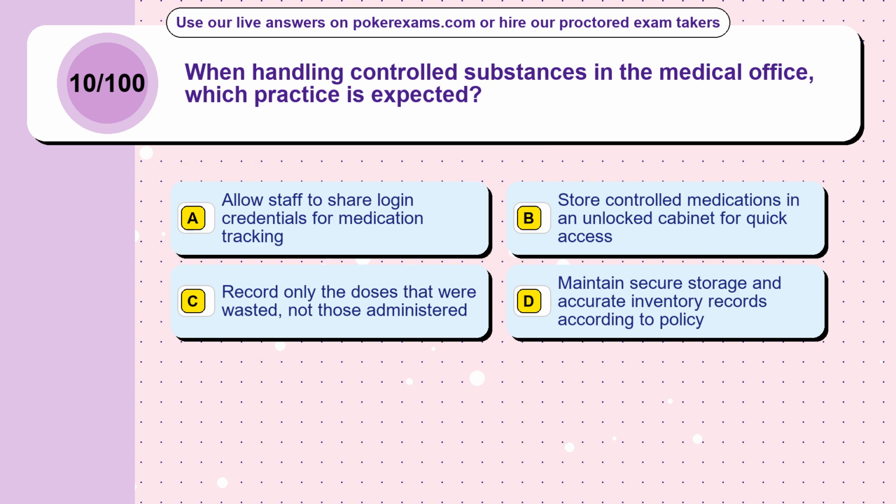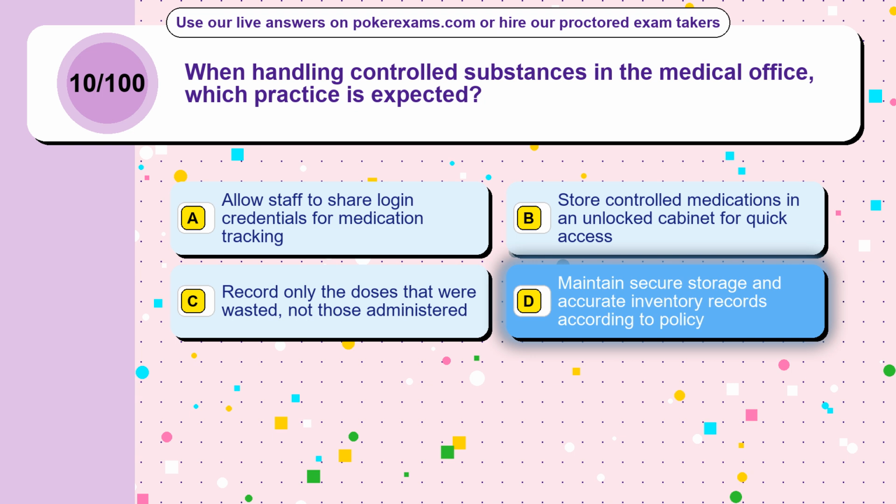Question 10. When handling controlled substances in the medical office, which practice is expected? Option A. Allow staff to share login credentials for medication tracking. Option B. Store controlled medications in an unlocked cabinet for quick access. Option C. Record only the doses that were wasted, not those administered. Option D. Maintain secure storage and accurate inventory records according to policy.